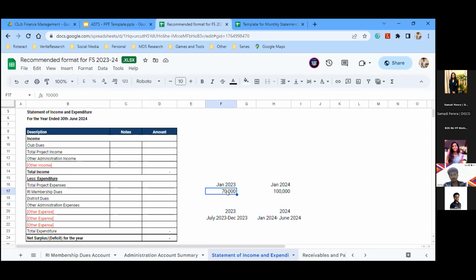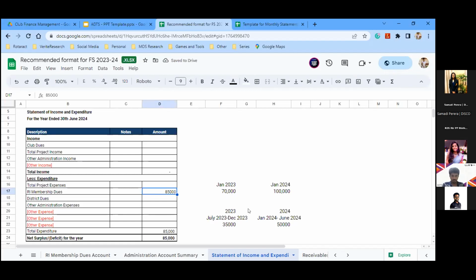So you take 50% of 70,000 and 50% of 100,000. Why 50%? Because what's relevant to you is only half of this year. So you only put 50% in the income statement. 50% of 70,000 is 35,000. That's what's relevant to you. And from this 100,000, 50% is 50,000. These two values are the ones that are relevant to you. You put here the addition of these two, 35,000 plus 50,000, 85,000, because that's the only part that's relevant to you.